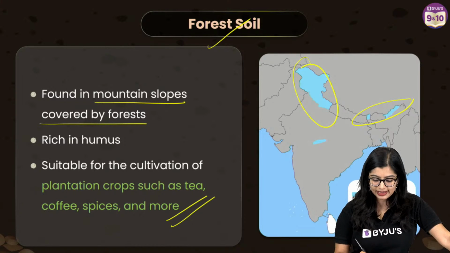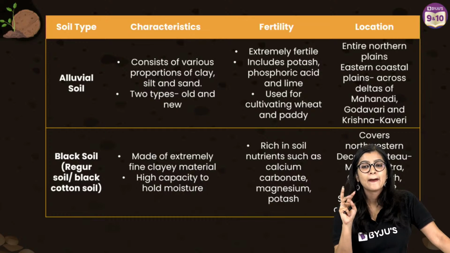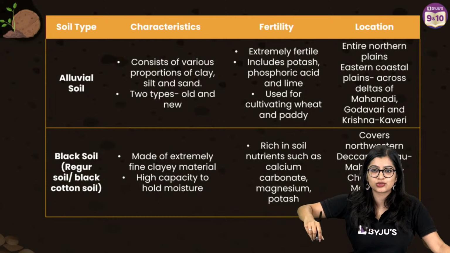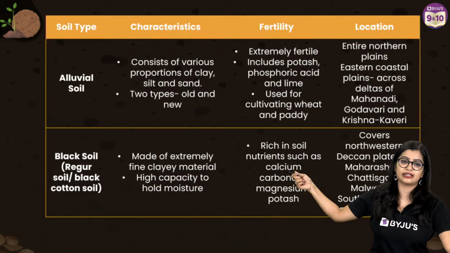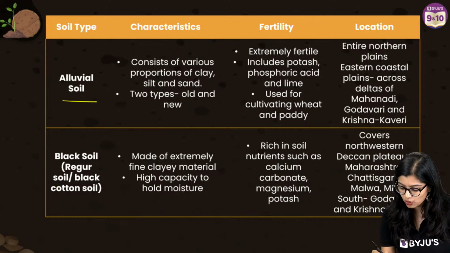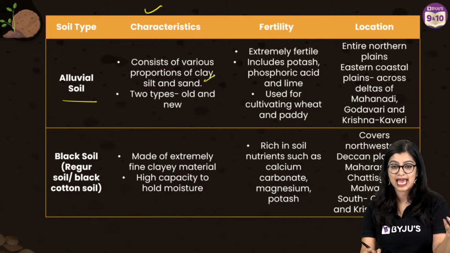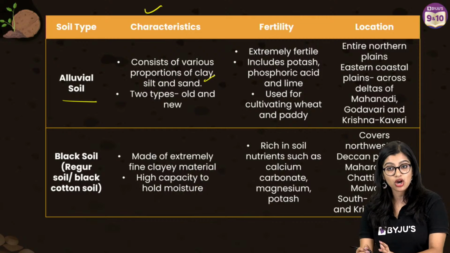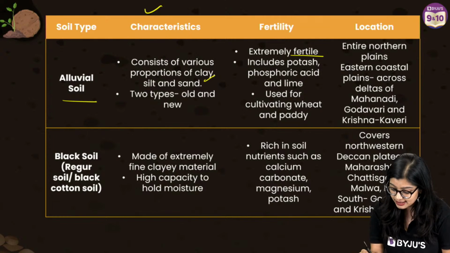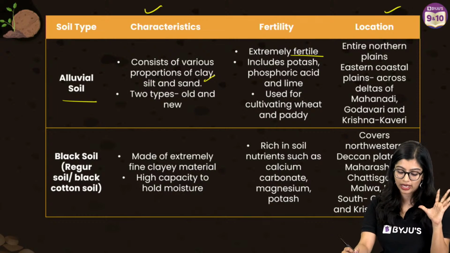All right. So with this, of course, I use these slides because I want to show distribution. But when you are studying, you will not make pages and pages of notes. This is how we are going to study. For alluvial soil, we will first do characteristics, where we talk about how it has clay, silt and sand, and how there are two types. Then we will talk about fertility, where we know that alluvial soil is extremely fertile. Yes, we know that it has potash, phosphoric acid and all of that, and where we have the location.